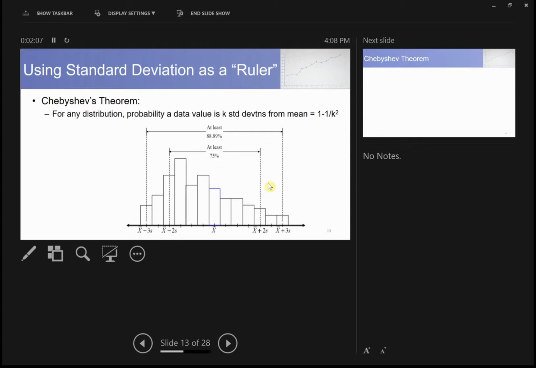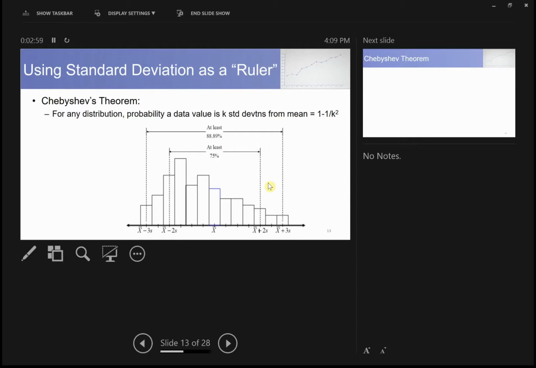Here's what Chebyshev's Theorem says. If I want to look at the probability that a randomly chosen value is within 2 standard deviations of the mean, these are all the data values that are 2 standard deviations from the mean: 2 below, 2 above. The probability of finding a value in this interval is 1 minus 1 over 2 squared. This is the number of standard deviations from the mean, which ends up being 3/4 or 75%. So this is kind of a nice thing to know.